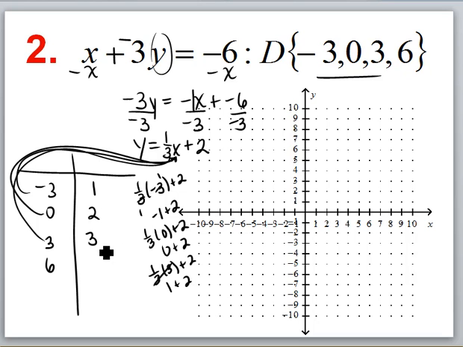There is a pattern forming here. I should get 4 here. 1/3 times 6. Cross reduce. I get 2 plus 2, which is 4. So I did a lot of fast notations there, so you might want to be careful. I will go ahead and graph -3, 1, 0, 2, 3, 3, and 6, 4. Connect your dots, and there's your graph.